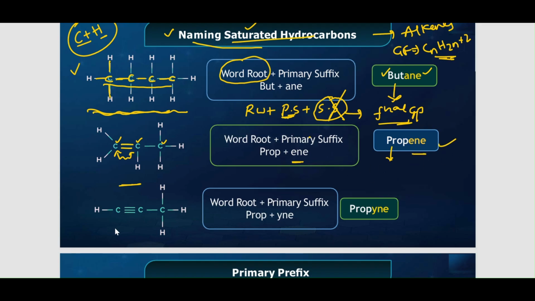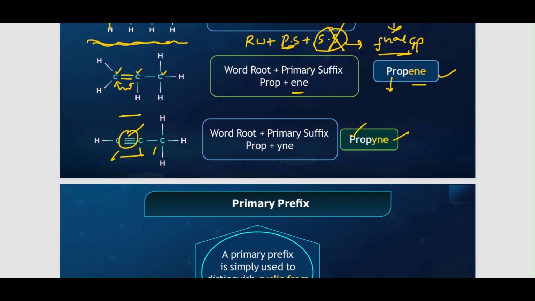Clear? Now similarly, I have used one more carbon compound here, which consists of a triple bond. Clear? And the root word is 3 carbon. Therefore it is prop. And it consists of a triple bond. Hence I have used "-ine". Clear? So this is what propyne.